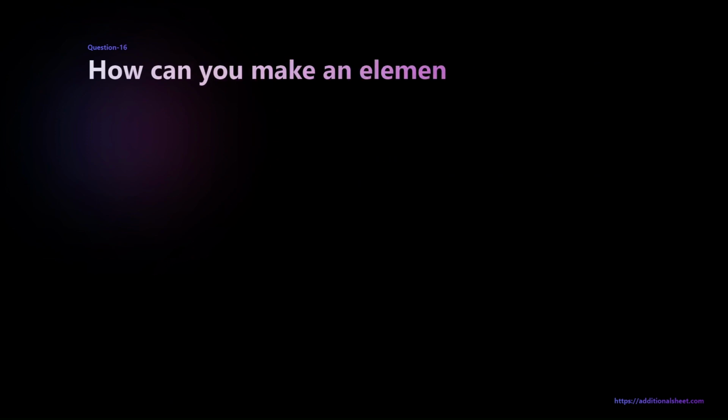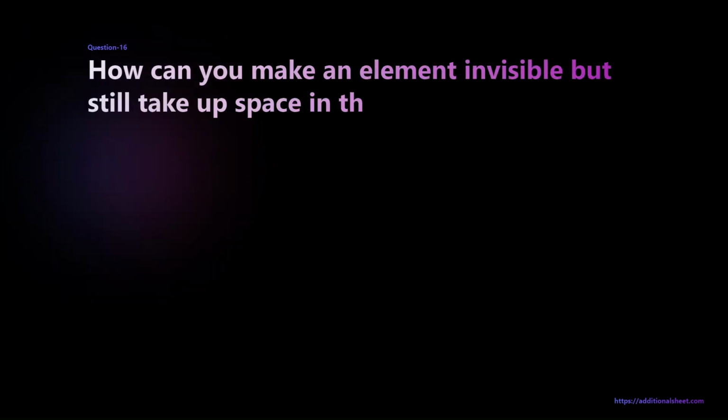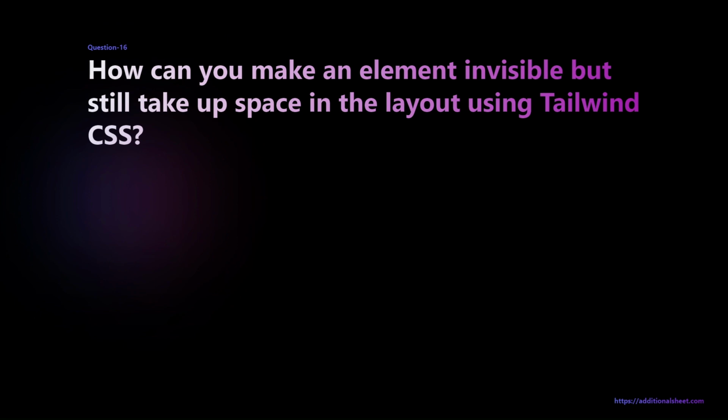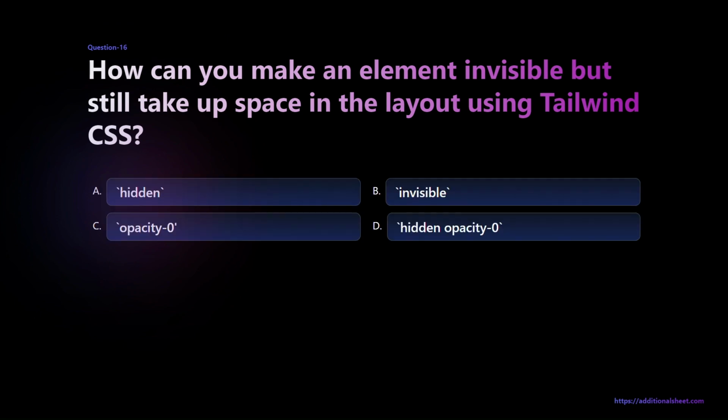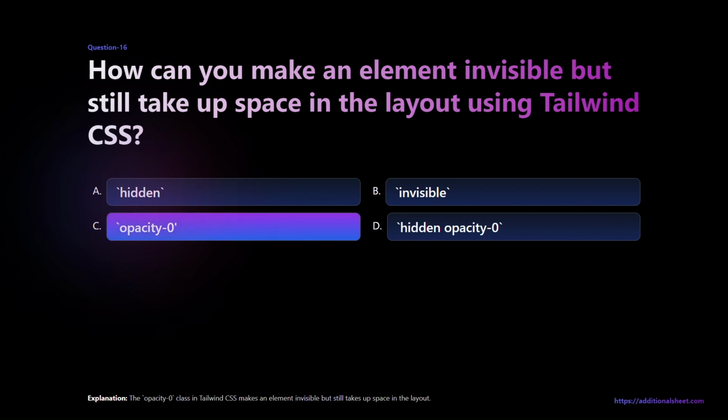How can you make an element invisible but still take up space in the layout using Tailwind CSS? Option A, hidden. Option B, invisible. Option C, opacity-0. Option D, hidden opacity-0. The correct answer is option C, opacity-0.